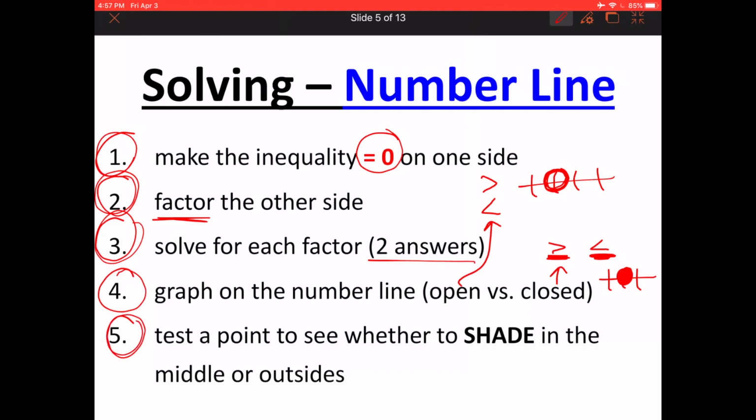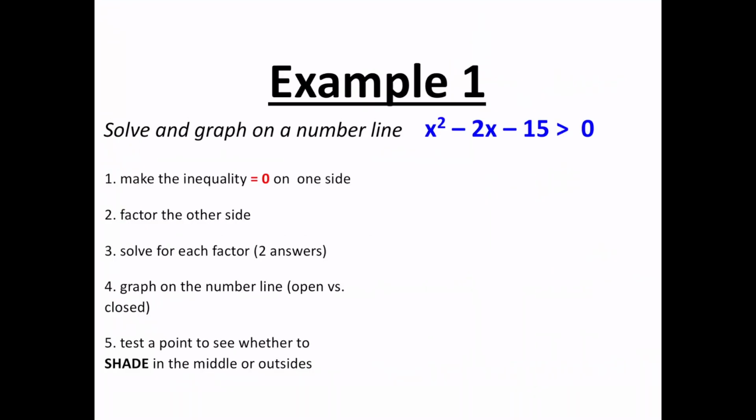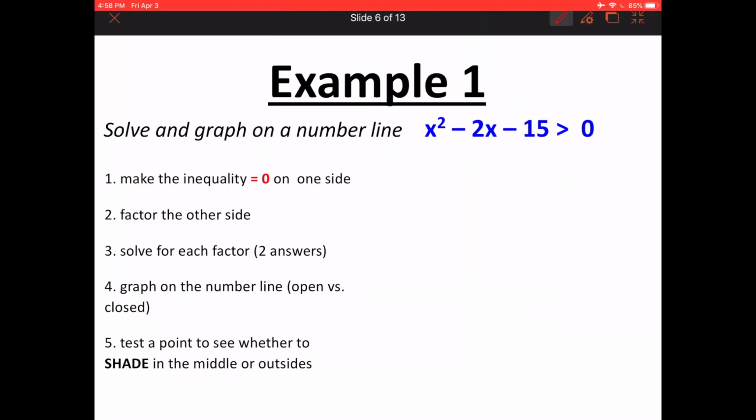And then my last step is to test a point in the middle to see whether we're going to shade in the middle or towards the outsides. So what's going to happen is we're going to get 2 numbers like that, and we need to decide, am I going to shade in the middle or am I going to shade facing out? Okay? And we'll go through the example to hopefully make that make a little bit more sense. So here's our example for graphing on a number line.